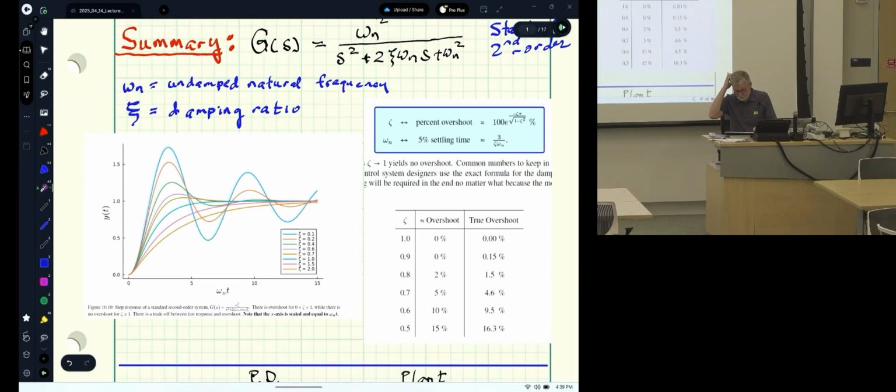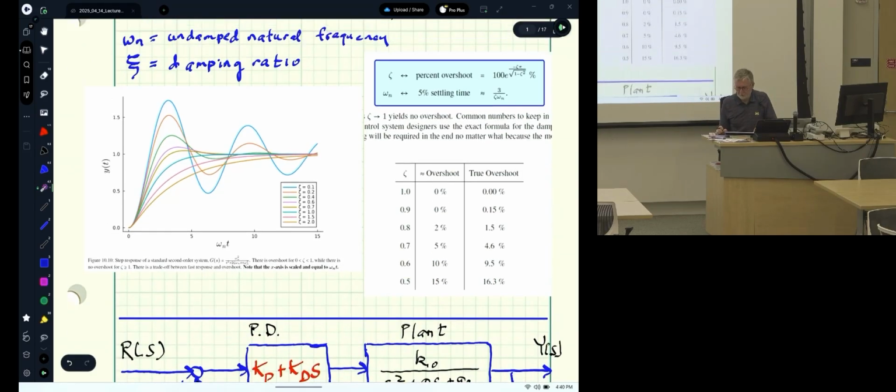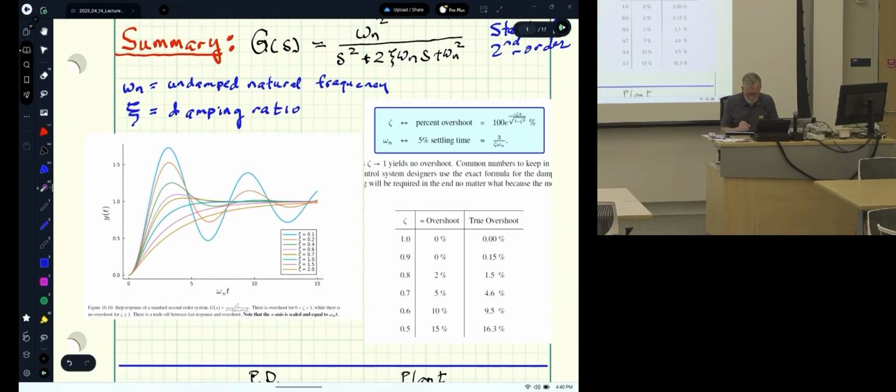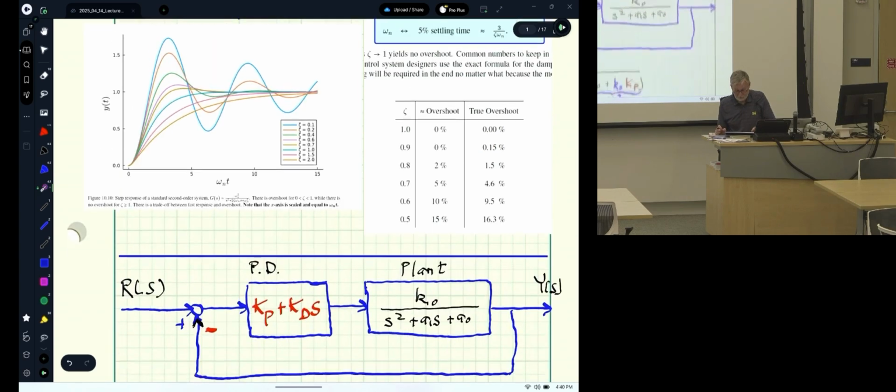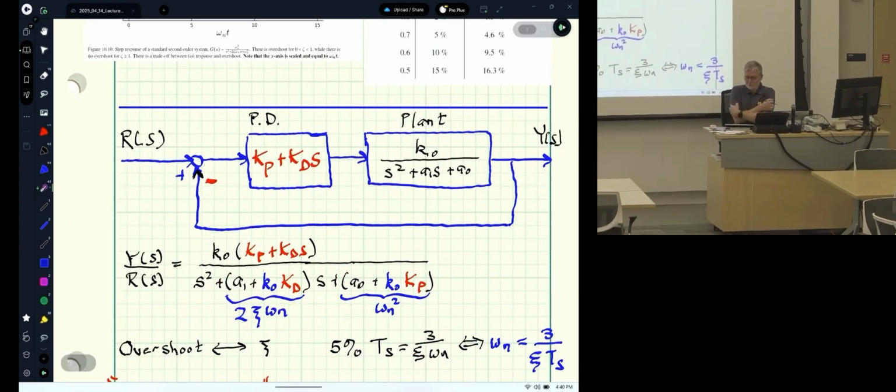So the damping ratio sets the overshoot, and with the undamped natural frequency, you can set the 5% settling time, which is how long it takes to get within 5% of the steady state value and stay there. So fast settling times usually mean fast response. There are complete formulas for the overshoot, but we usually use these simple approximations. You can see they're very good: 10% versus 9.5, 5% versus 4.6. For engineering, you can't tell the difference.